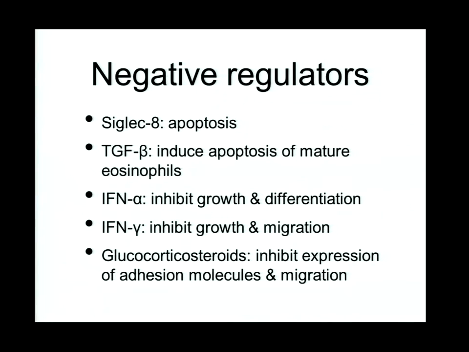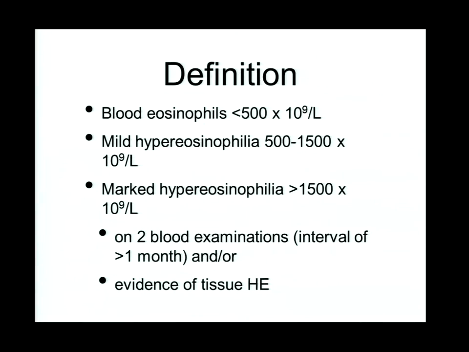They're important in the activation and chemotaxis of eosinophils into a tissue. And there are also important negative regulators of eosinophils. Cyclic AMP induces apoptosis of mature eosinophils. TGF-beta induces apoptosis also. Interferon alpha, also used in therapy, inhibits growth and differentiation. Interferon gamma also inhibits growth and migration. And as we already know, glucocorticoids also inhibit expression of eosinophils and migration of eosinophils to the tissue.